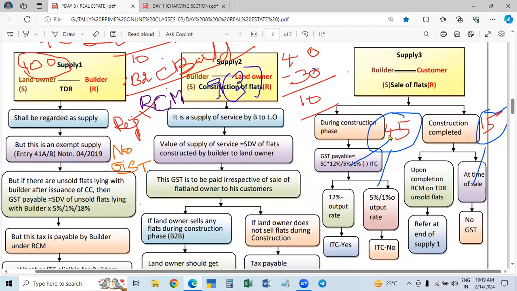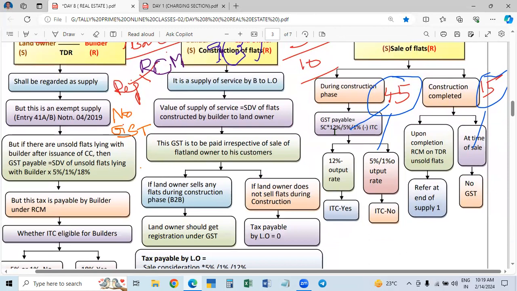So here, he will pay tax at the rate of 12% or 1% or 5% depending on the building. If it is 12%, he will get ITC. If it is 1% or 5%, he will not get any ITC. If the tax is paid at that rate, he will get ITC of the expenses he paid. For construction, he paid for inputs, meaning input goods like cement, steel, bricks, etc.